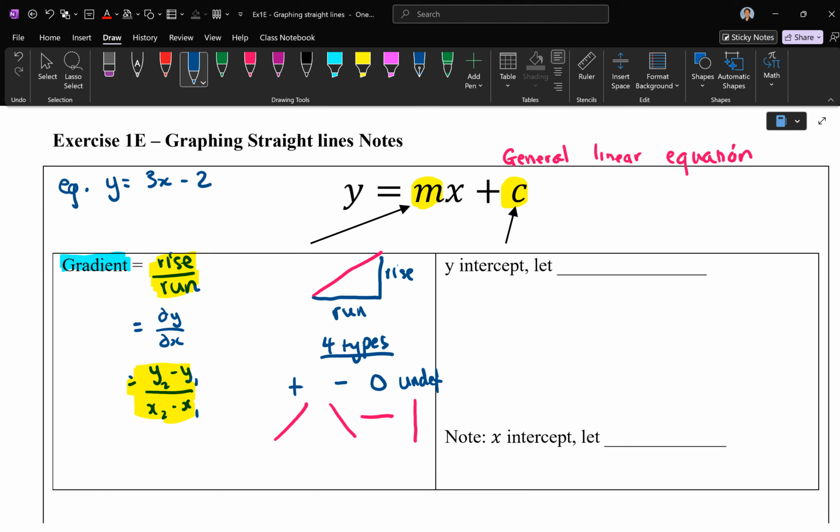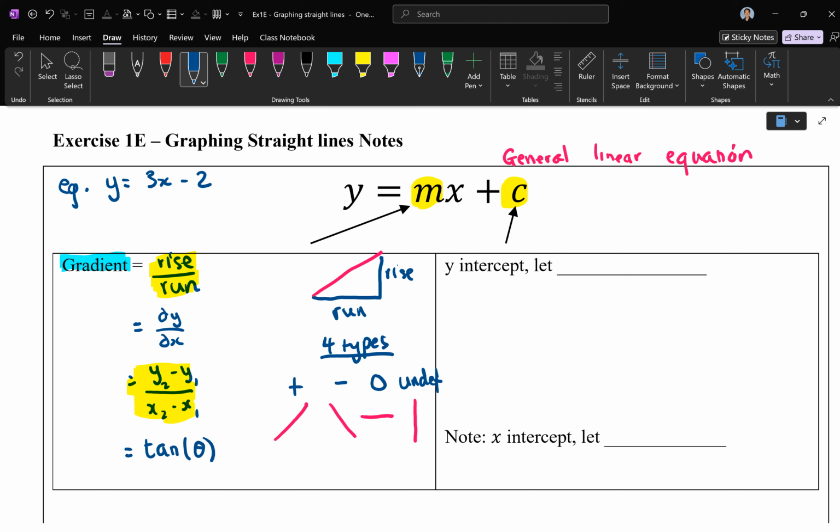Just out of curiosity, anyone also know what else it could be equal to? So this is a bit theoretical, but it will make a lot of sense once you see the picture. Anyone else know? It involves an angle. All right, good. So I'll teach you something new. It's also equal to the tan of an angle.